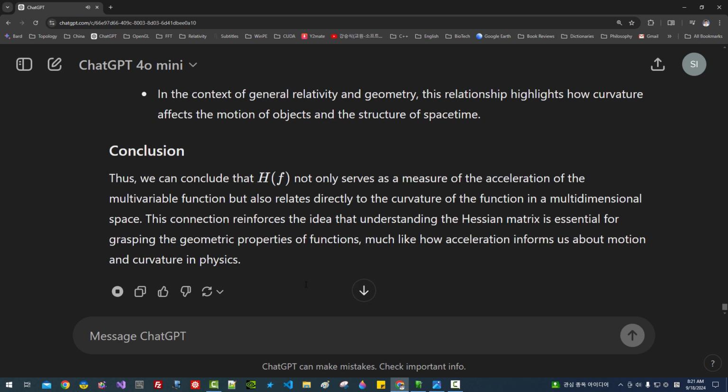Conclusion. Thus, we can conclude that Hf not only serves as a measure of the acceleration of the multivariable function, but also relates directly to the curvature of the function in a multidimensional space. This connection reinforces the idea that understanding the Hessian matrix is essential for grasping the geometric properties of functions, much like how acceleration informs us about motion and curvature in physics.